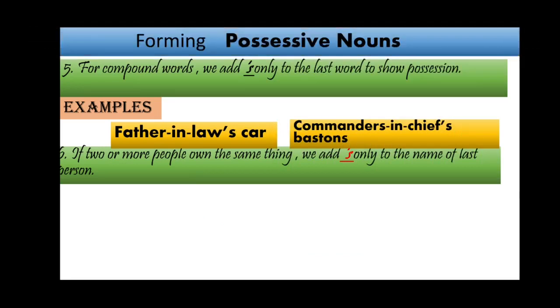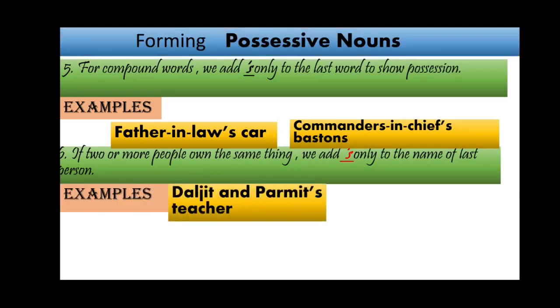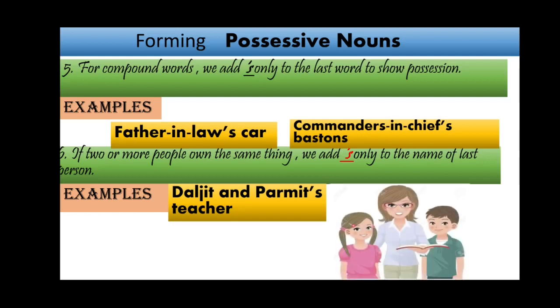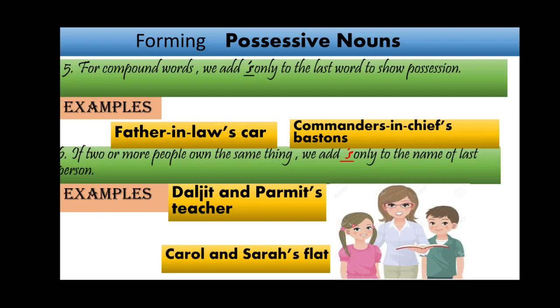Let's have a look at the example. Yes, Daljit and Pamit's teacher. So here we are putting apostrophe s to the name of the last person. One more example is there. Carol and Sarah's flat. So the flat is the same thing owned by both the fellows, Carol and Sarah. So that is why we are adding apostrophe s to the name of the last person.